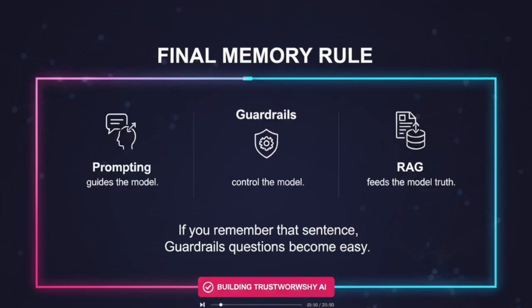Topic: final memory rule. Write this down. Prompting guides the model. Guardrails control the model. RAG feeds the model truth. If you remember that sentence, Guardrails questions become easy. This is exactly how AWS expects you to think about Guardrails v2. Clearly, safely, and at scale.